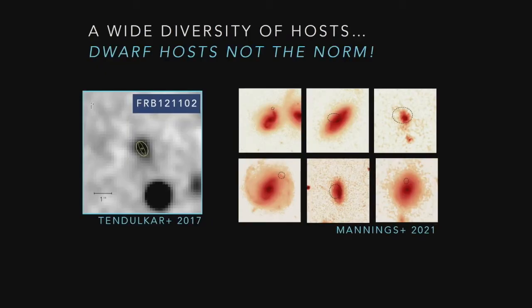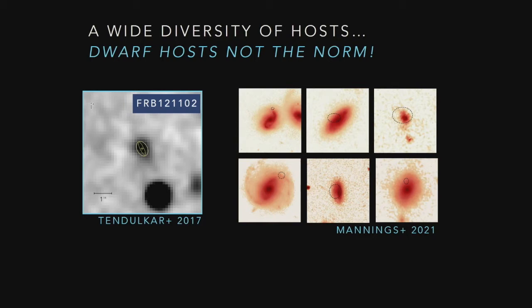So the current sample of FRB hosts consists of about 20 or so published events. We heard about many more yesterday, and I'm sure we'll continue to hear about more at the conference this week. But one of the key results that's come out of this initial sample is that there's really a wide diversity of host types, and that dwarf galaxies are not the norm. The first localization of an FRB to a dwarf was pretty surprising. Dwarf galaxies account for less than a few % of the total stellar mass in the local universe.